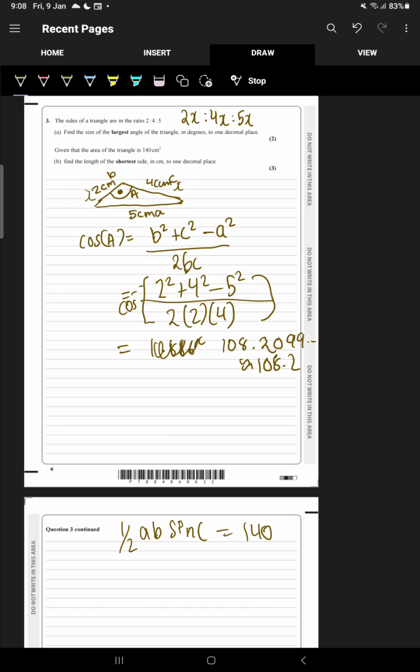And then you times by 2 to find it. You'll see here, half times A. Because for the angle there should be one angle and two sides. So half times 2 times 4 times sine of 108.2. Now don't forget the x here. The x here is equal to 140.